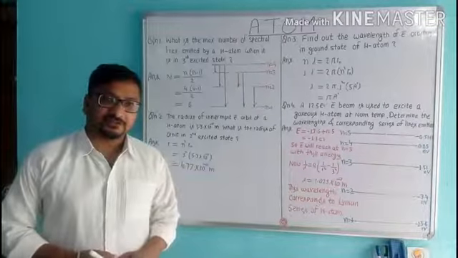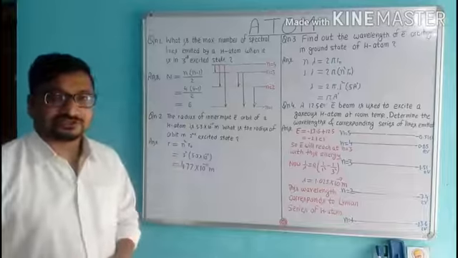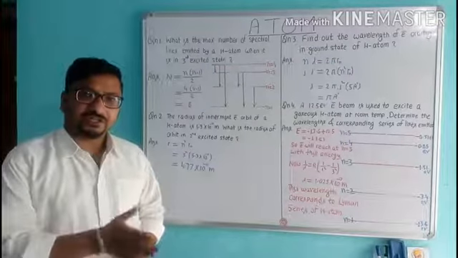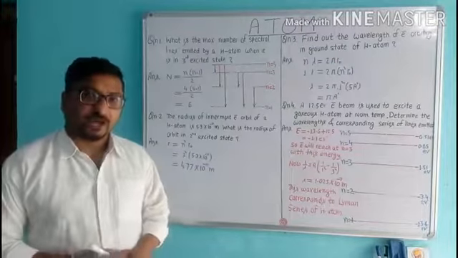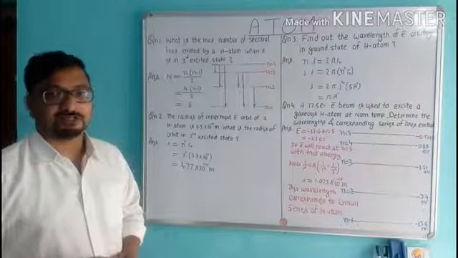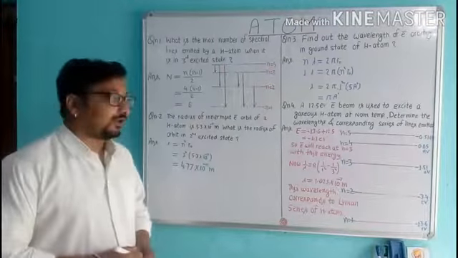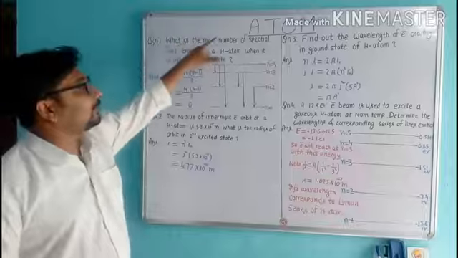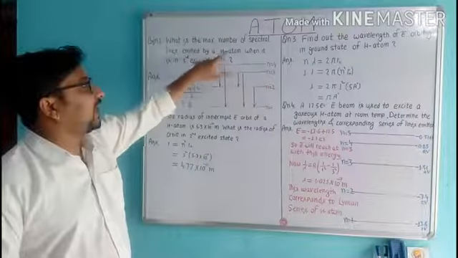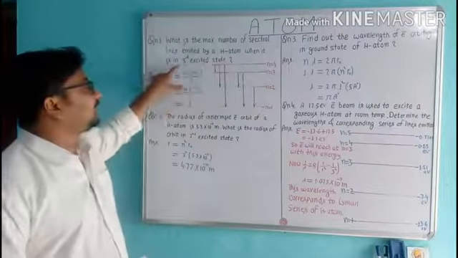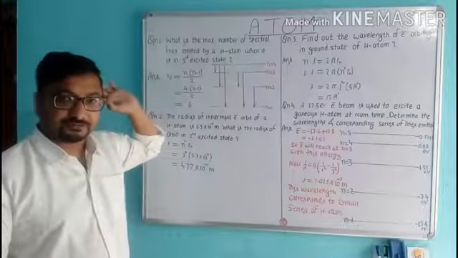Today we will discuss some important questions which are generally asked in the board examination and are also very important for competitive examinations. Okay, now the first question is: what is the maximum number of spectral lines emitted by a hydrogen atom when it is in the third excited state?